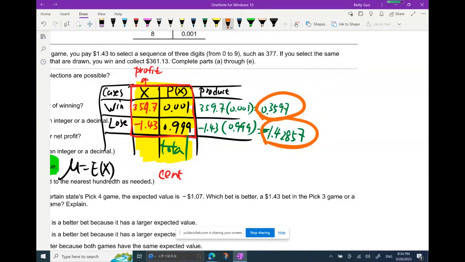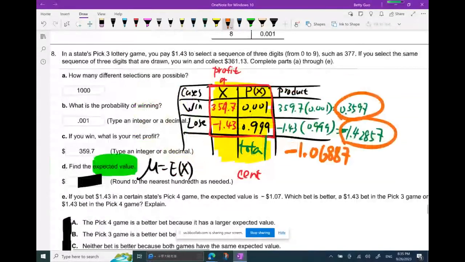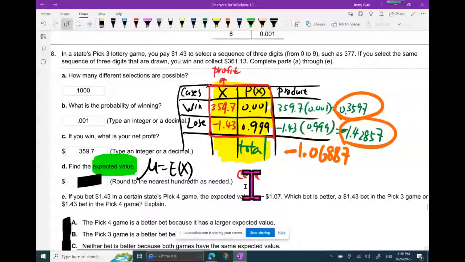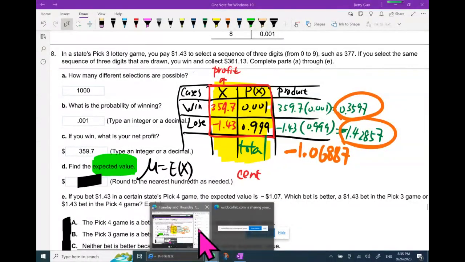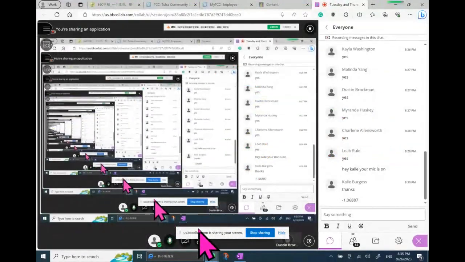So let me know what you have. Do you have negative 1.06887? Let me know. Yeah, please just say it, yes or no. I'm sorry, the reason is because I have to click again to see if you say yes or no. Okay, thanks. Thank you, Kelly.